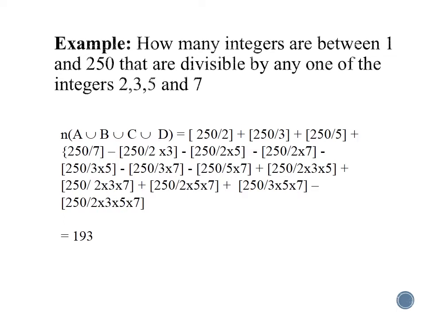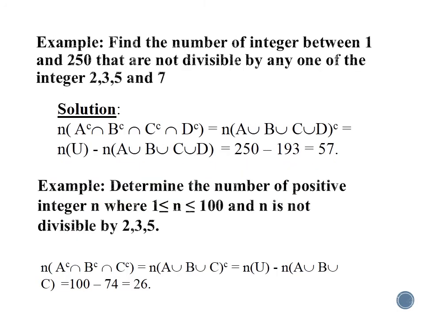Now our question is we have to find the cardinality of A union B union C union D. That is, when we apply the principle of inclusion and exclusion, then we get the answer as 193.